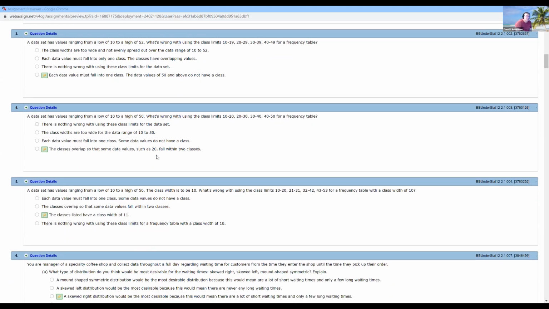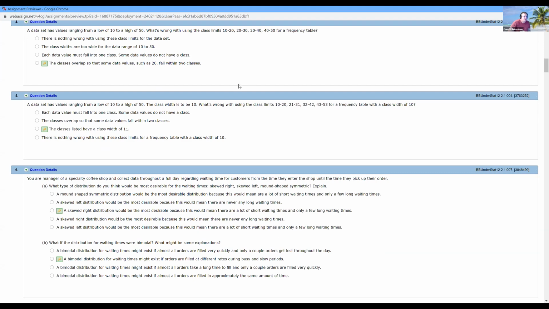Question 3. A data set has values ranging from as low as 20 to as high as 52. And it says, what's wrong in using these limits here? And if you look at the intervals, which are that annoying thing where they finish at 39 and finish at 40, would never do that. But that's not the problem. The problem's even simpler than that. Do you notice that the biggest number is 52, but the last interval finishes at 48 to 49? That's the one that you pick. So even the answer wasn't the obvious one.